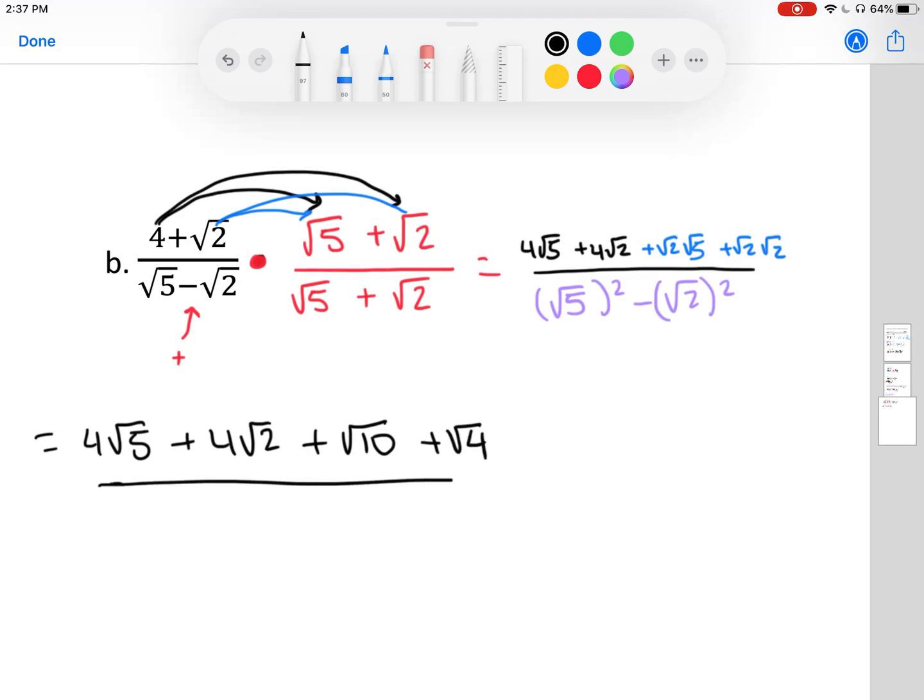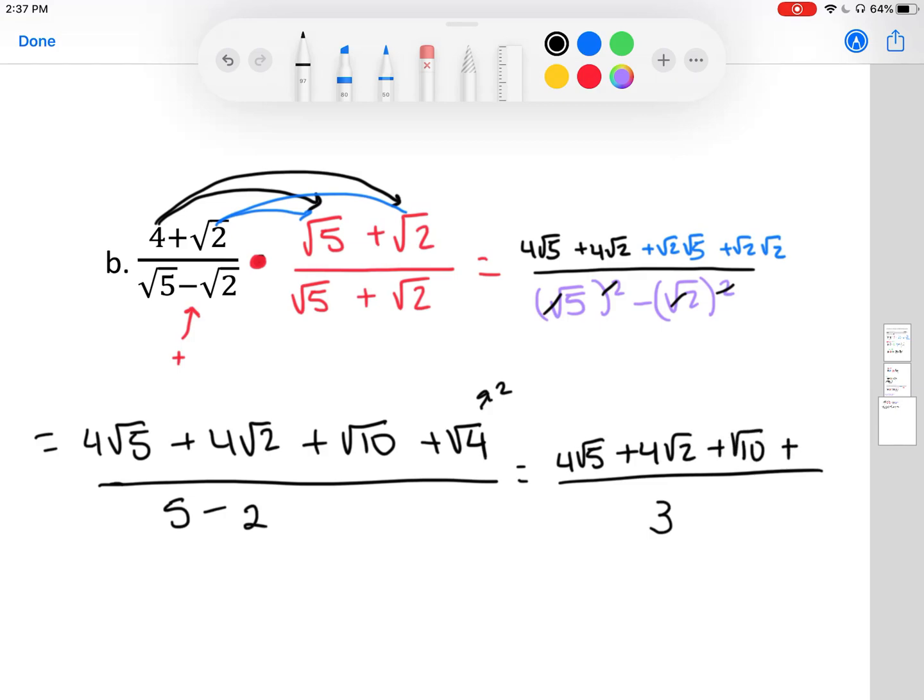So let's get back to that. On the bottom, I have just 5 minus 2. So that I have 3. This is 2. So that I have 4 square root of 5 plus 4 square root of 2 plus square root of 10 plus 2. That is our answer.